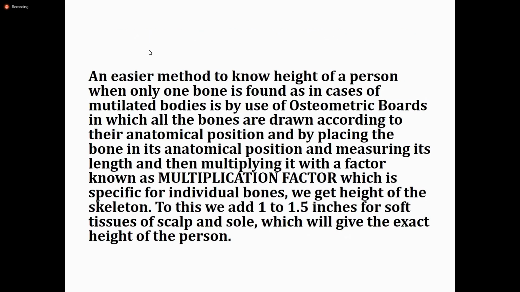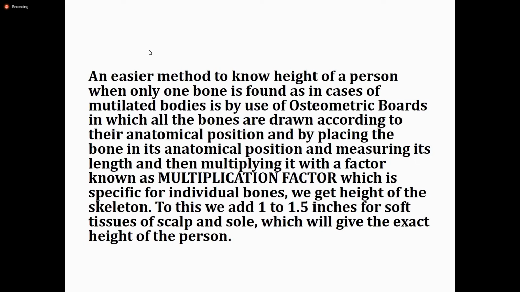An easier method to know the height of the person, when you get just one bone available to you, as in cases of mutilated bodies, is by use of the osteometric board. You have to remember that whenever you have to measure the length of any long bone or any other irregular bone, usually the long bone, the osteometric board is used. It is a special board in which you place the bone and measure it. The markings are given on the sides by means of which you can specifically measure the length of the bone. Okay, so the osteometric board is used.